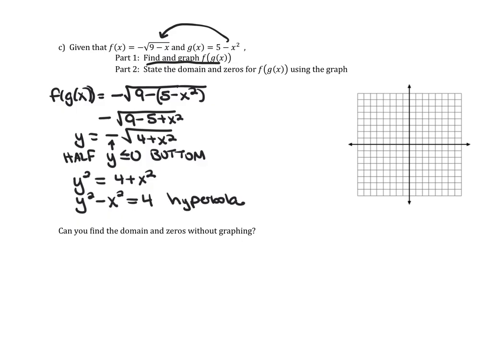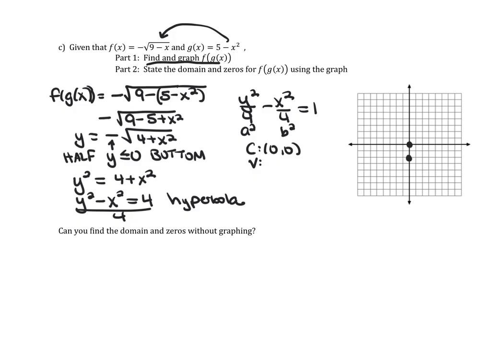And so when we have a hyperbola, we need to divide by 4 and get that equal to 1. So it'll be y squared over 4 minus x squared over 4 equals 1. So a squared, or my transverse axis, is y. B squared, or my conjugate axis, is under x. Centered at 0, 0.